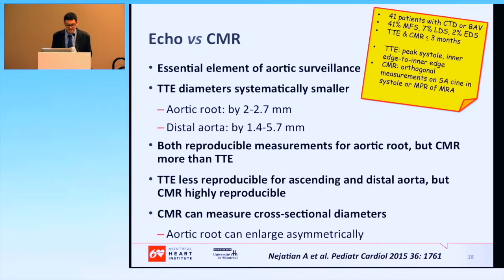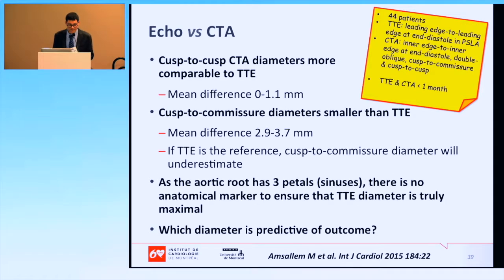So TTE diameters in one study were actually smaller than CMR diameters, but they were both reproducible for measurements of the aortic root, but CMR more than transthoracic echo. Transthoracic echo is not surprisingly less reproducible for the ascending aorta, but CMR was highly reproducible with the advantage of measuring cross-sectional diameter. How does echo compare with CT scan or CTA?